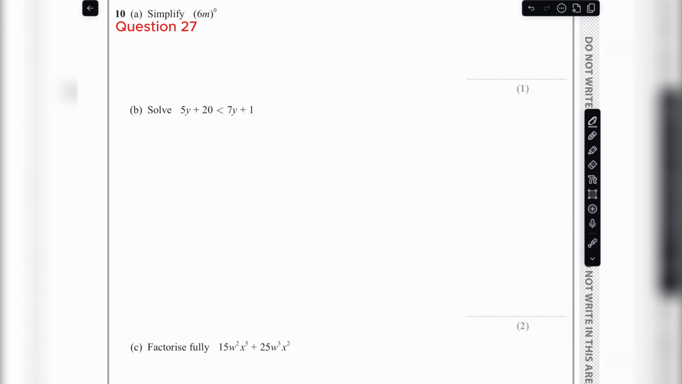In the first part of question 10, we are told to simplify this expression. Whenever a number or any algebraic expression has been raised to the power of 0, it gives you 1.